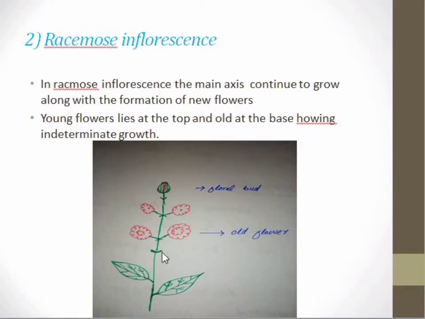The flowers are formed and the axis continues in this direction. So the first flowers are formed at the base, and the young ones are formed at the top, and this grows in this direction. So young flowers lie at the top, look at here, and old ones at the base, having indeterminate growth.